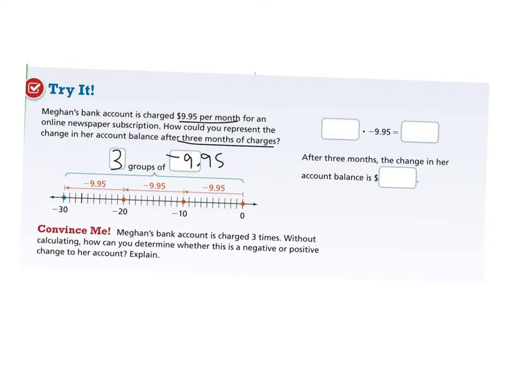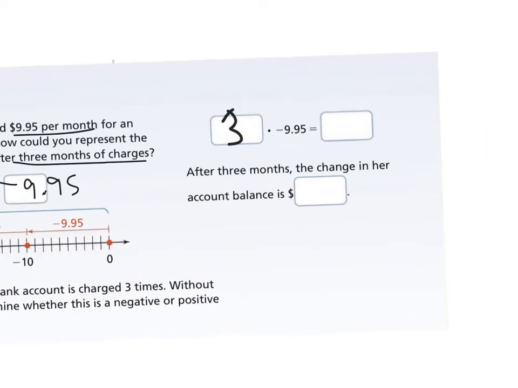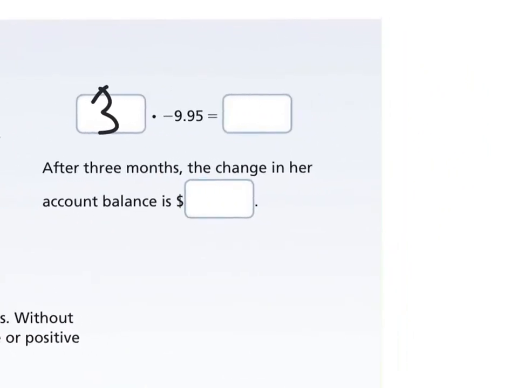So we can multiply for 3 months. We could do 3 times negative 9.95. Again, if we're working this out, we don't have to line up our decimal points. We may want to take note, first of all, that we have a positive times a negative, which is going to be negative. So negative answer there. If you want to go ahead and put that with the answer part.